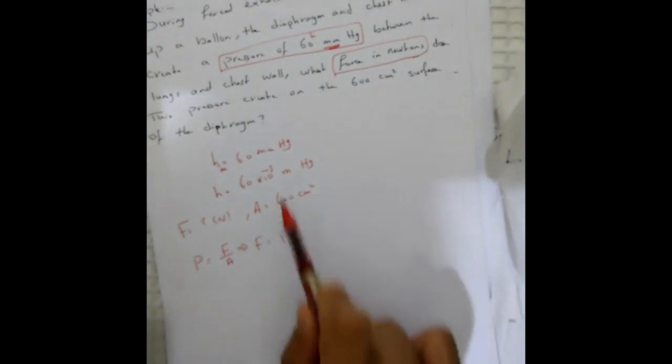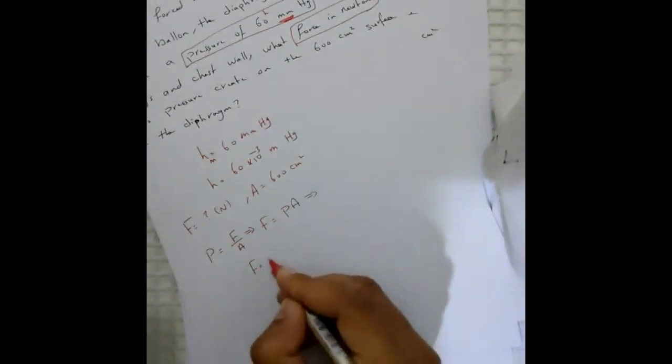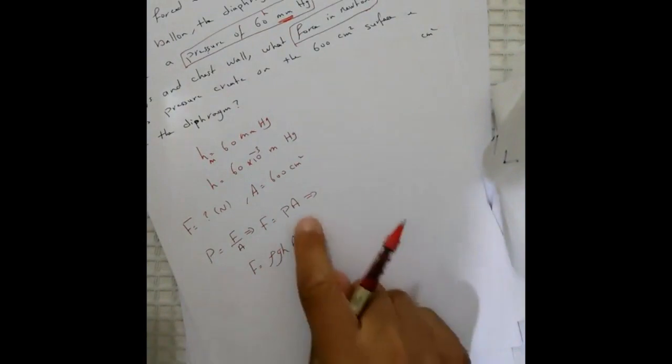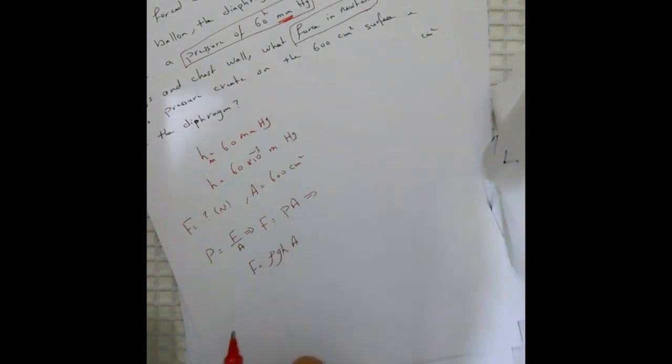No, it will be what? This one is H, so I don't have P. That means F will be equal to rho G H multiplied by A. We know that P is rho G H, and then multiplied by A. All of them should be what? I will put a star for them.